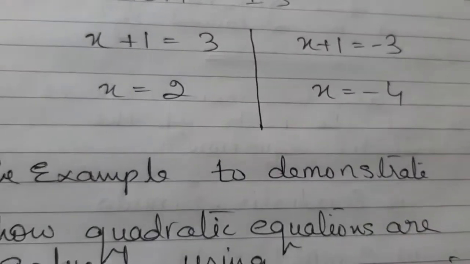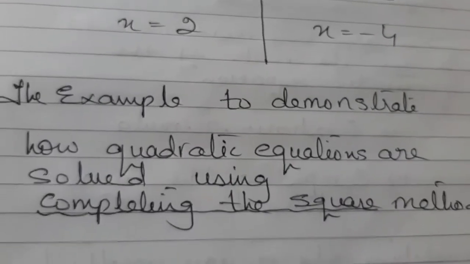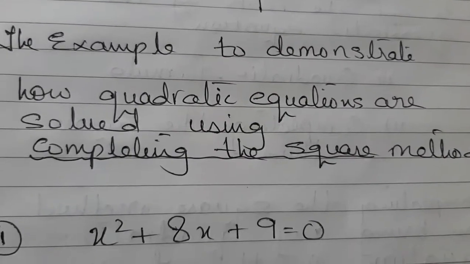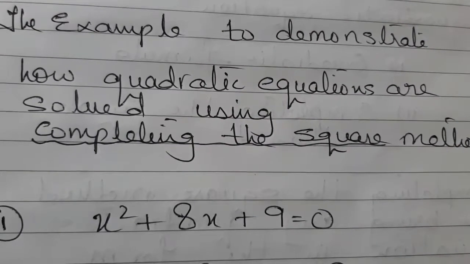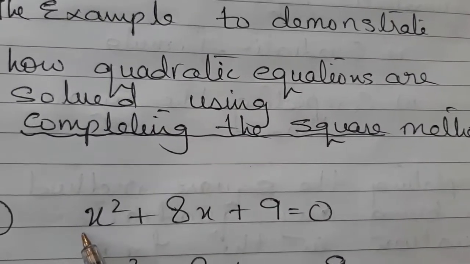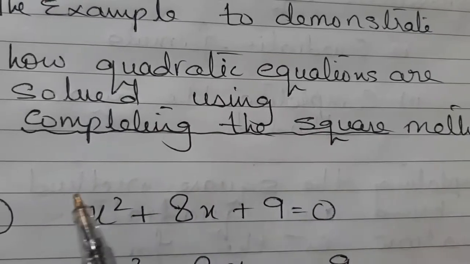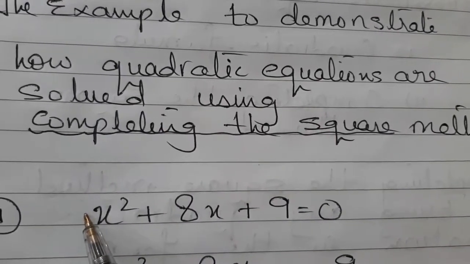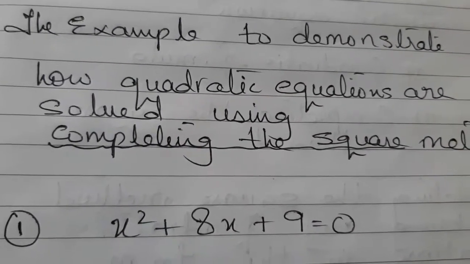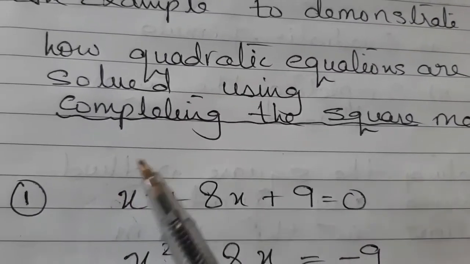Now we will see an example in which a quadratic equation is changed into a perfect square using the completing the square method. This is the example I have taken. I started with a simple example because, when changing a quadratic equation into a perfect square using this method, you need the coefficient of x squared to be 1. In another example I will take the case in which the coefficient of x squared is not 1. So let's start with the simple one.